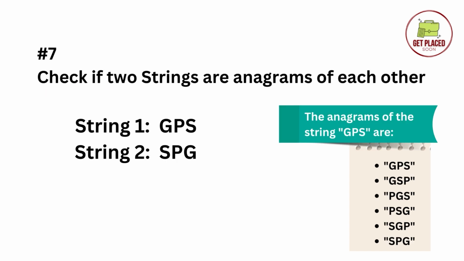Now the question is, we have to check if the two strings are anagrams of each other. Now string 1 is GPS and string 2 is SPG. From the right side table, we can say that these two are anagrams of each other. Now let's see how to do this in programming.